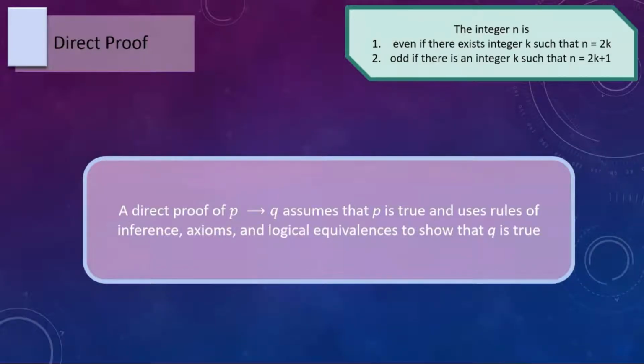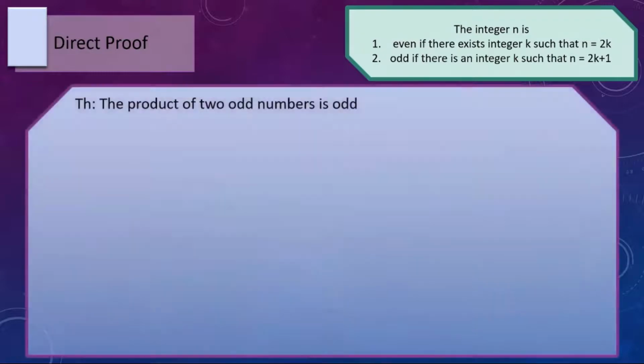So let's see an example here. The product of 2 odd numbers is odd. Let m and n be 2 odd integers, right? We're going to do this directly. So we're going to start with the assumption, right? If they are 2 odd numbers, let's show their product is odd. So direct proof.